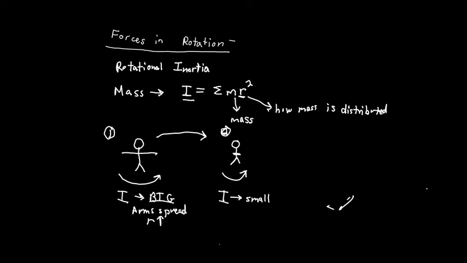Now when I bring my arms in, my R decreases a lot. I get a much smaller R. So because of that, my moment of inertia becomes small with my arms in. And there's an effect that this results in called conservation of angular momentum. So we can keep understanding how linear and rotational quantities are related by studying how this moment of inertia change results in a speed change for this ice skater.